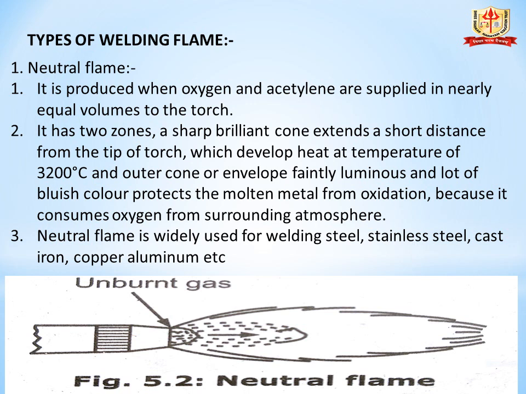It has two zones: a sharp brilliant cone extending a short distance from the tip of the torch, which develops heat at a temperature of 3200 degrees Celsius, and an outer cone or envelope, faintly luminous and of bluish color, which protects the molten metal from oxidation because it consumes oxygen from the surrounding atmosphere. The neutral flame is widely used for welding steel, stainless steel, cast iron, copper and aluminium.